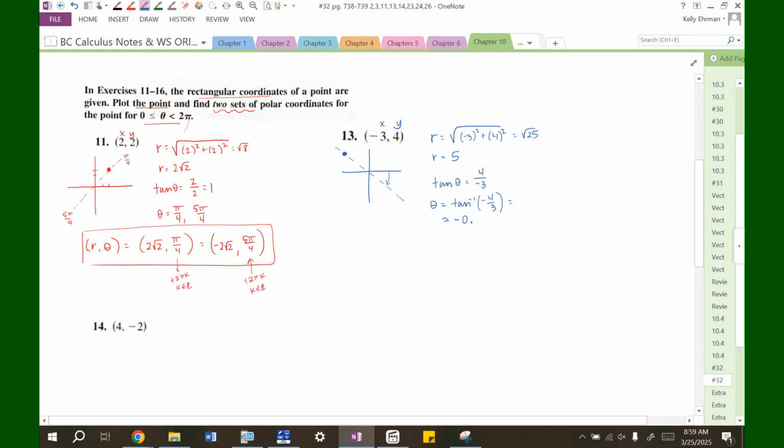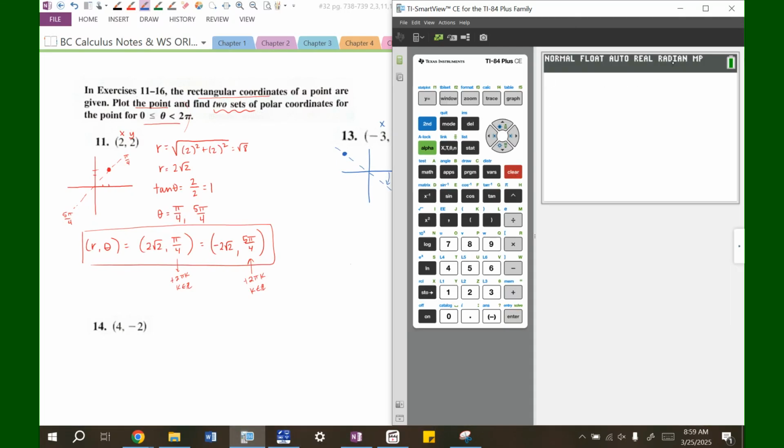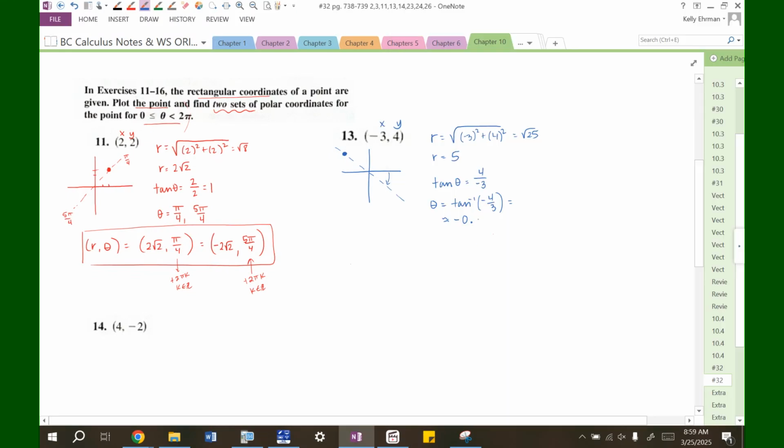So what is this going to be? Let's see. I'm in radian mode. Second tangent, negative 4/3. So let's make it negative 0.927. We'll round to 3 places. So that's how many radians they're telling me in this quadrant.